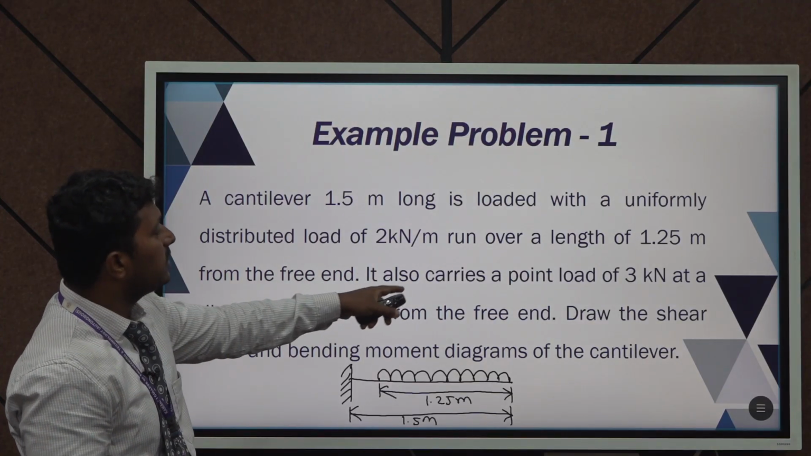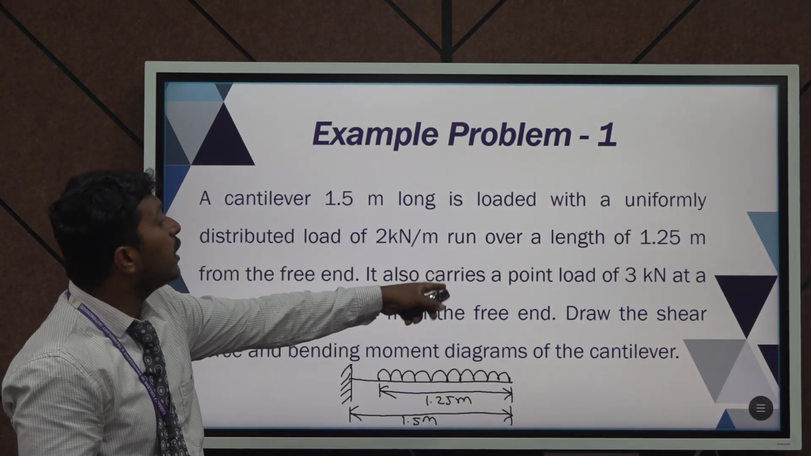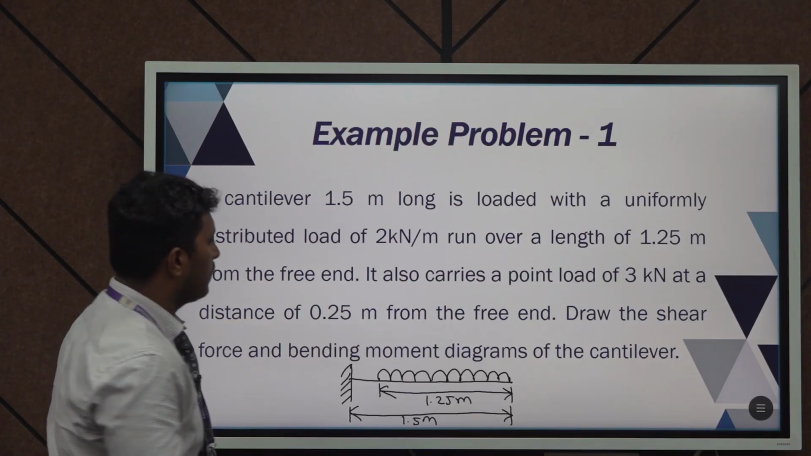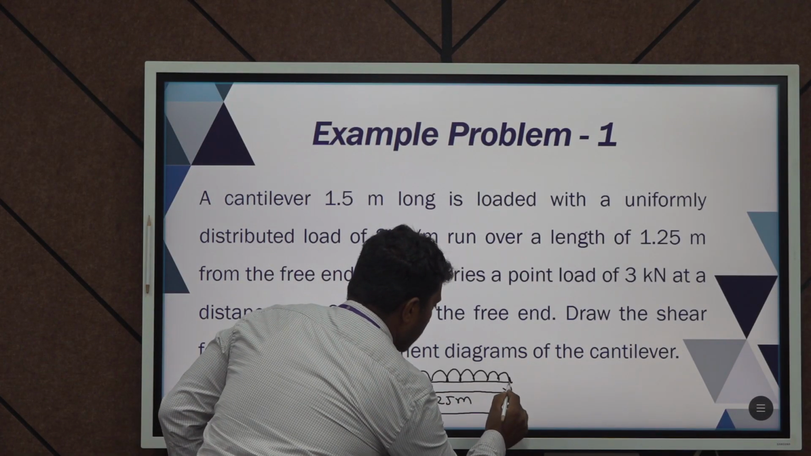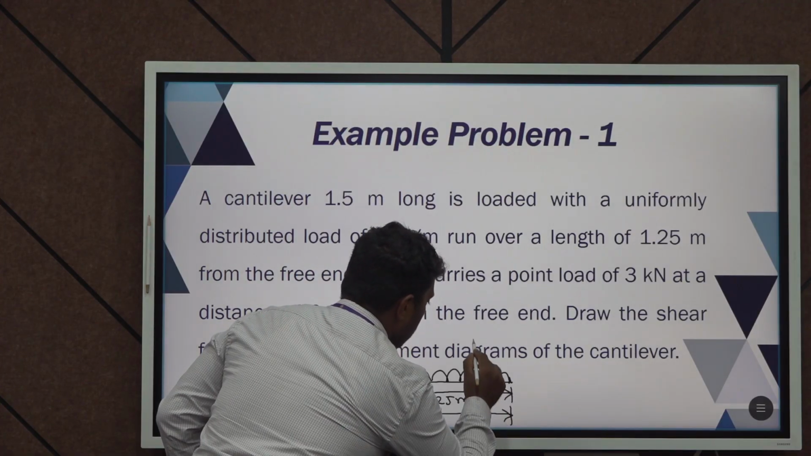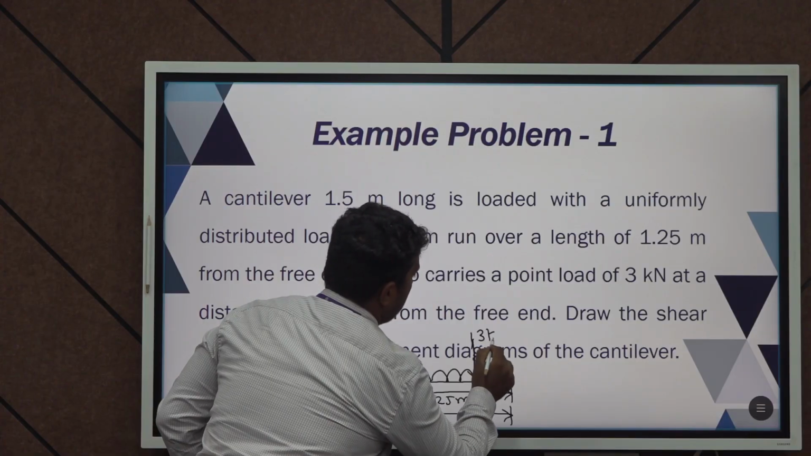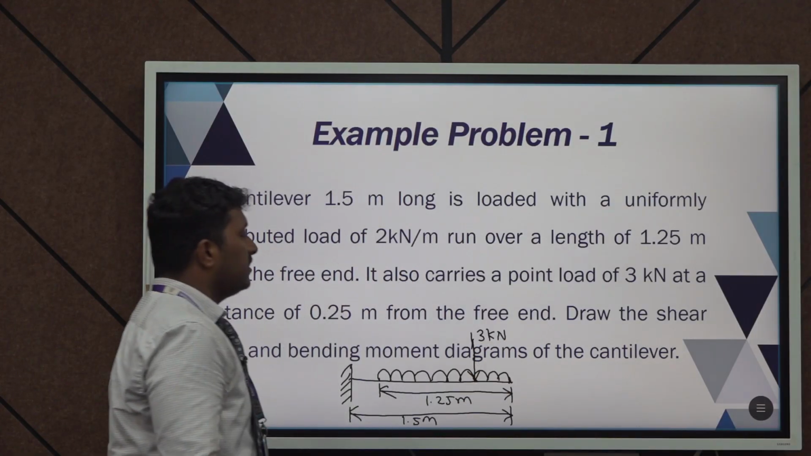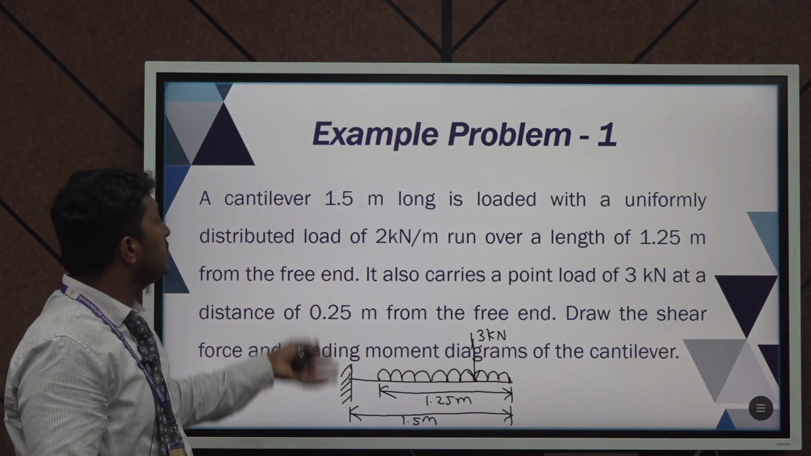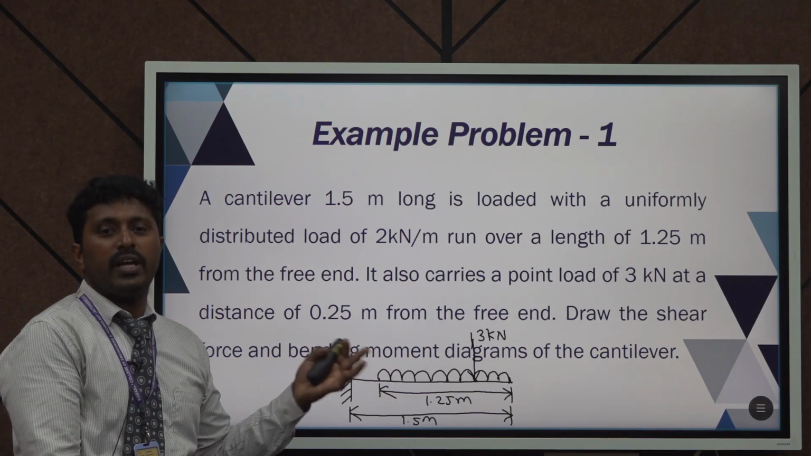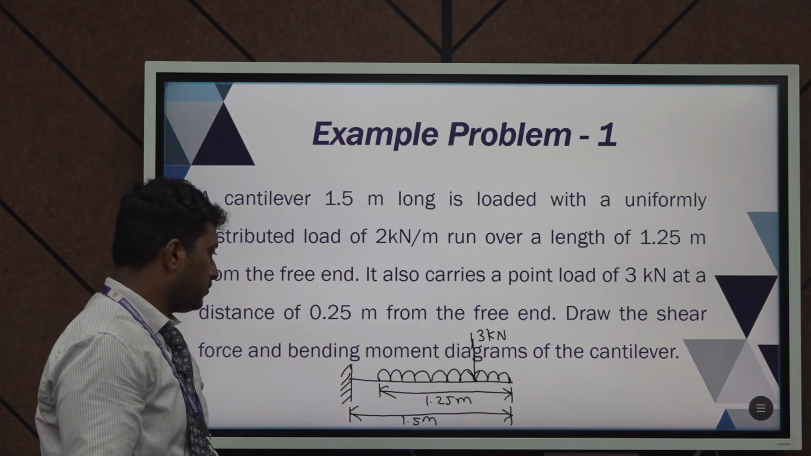It also carries a point load of 3 kilonewton at a distance of 0.25 meter from the free end. From the free end, 0.25 meter. This is the point load of 3 kilonewton. This is the actual problem. Then we are going to draw the shear force and bending moment diagram for this problem.